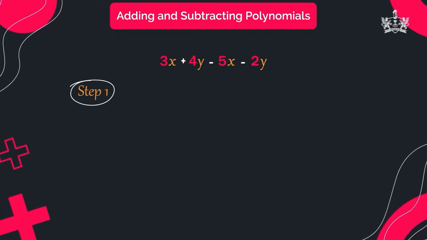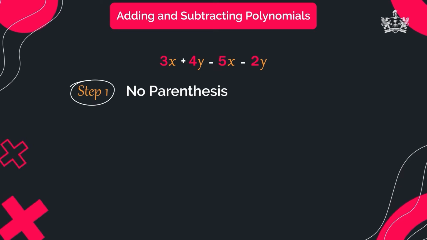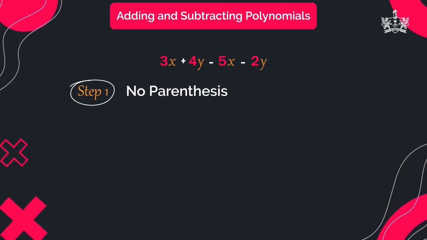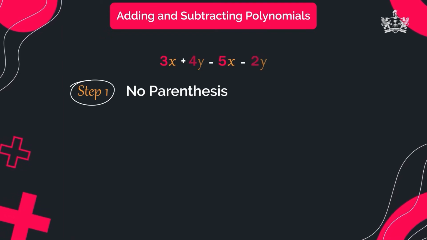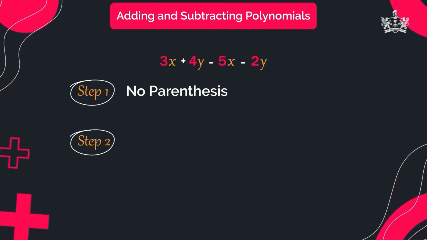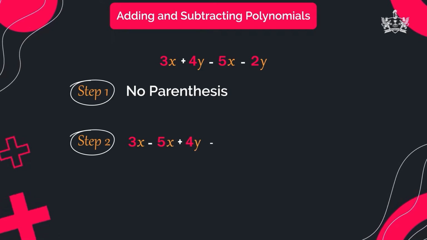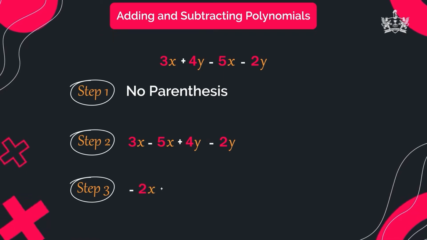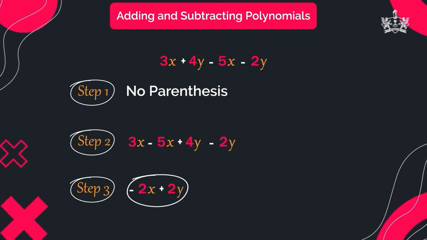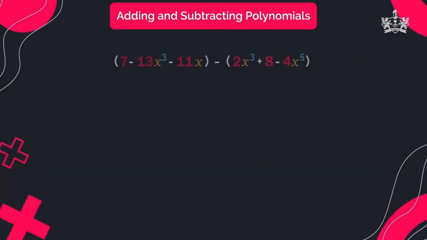For the first one, there are no parentheses, so we are just combining the like terms. But notice how there are two different variables, x and y. So we would combine all the x's together and all the y's together. We get 3x minus 5x plus 4y minus 2y, which equals negative 2x plus 2y. Easy enough, right? Let's try the second one.